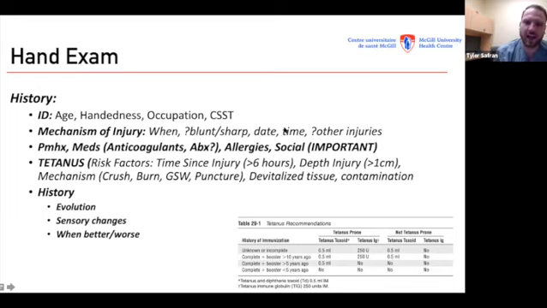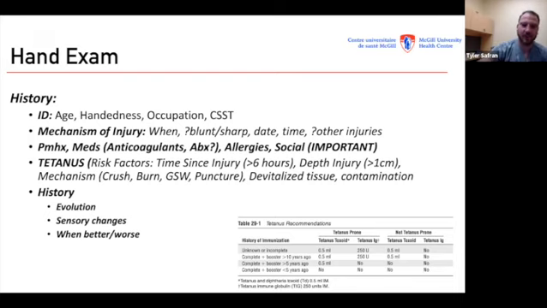So the first thing that I always go over is the hand exam. When you're examining any hand, it's always important to get ID, their age, what do they do? Is it a CSST case? Because that really guides a lot of our treatment protocols. What was the mechanism? Do they have any medications? Are they on anticoagulants? That becomes important if we're going to book them for trauma. What's their social history? Are they a smoker? What's their tetanus status?